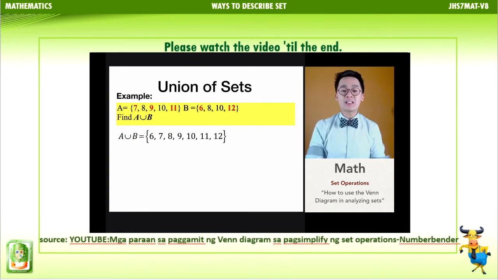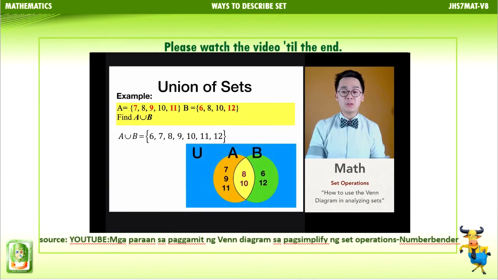At kung titingnan natin siya sa ating Venn diagram, yung A union B would be everything na makikita nyo doon sa element ng A and B, which is 7, 9, 11, exclusive sa A, 6 and 12, which is exclusive sa B, at yung 8 and 10, which is yung intersection ng A and B, ay kasama pa rin natin doon sa A union B.